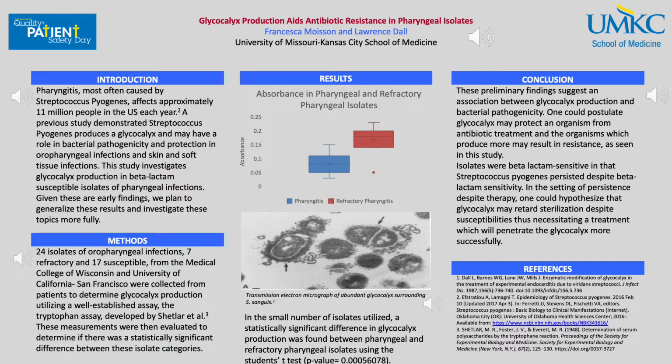The purpose of this study was to investigate glycocalyx production in beta-lactam susceptible isolates of pharyngeal infections. Given these are early findings, we plan to generalize these results and investigate these topics more fully.